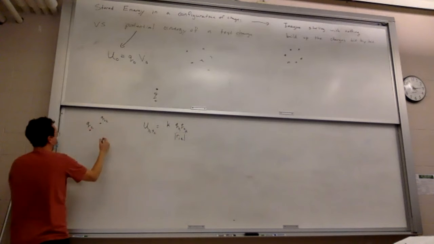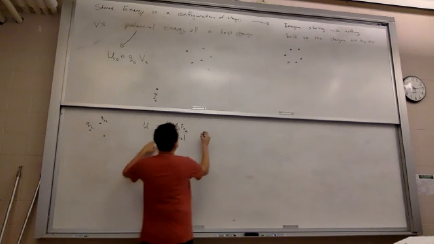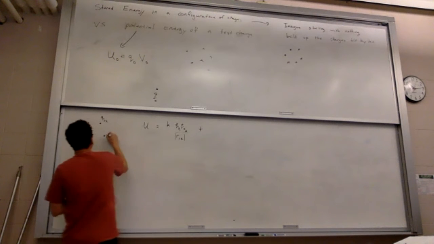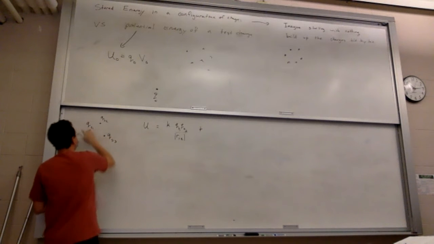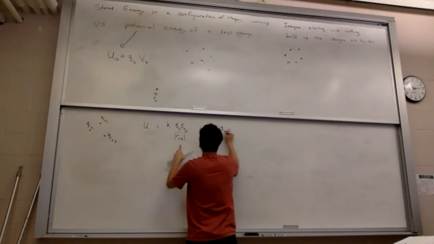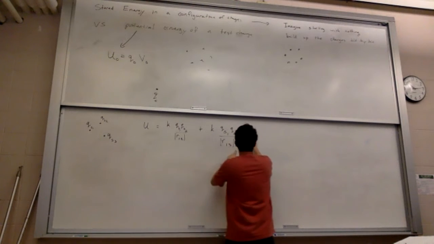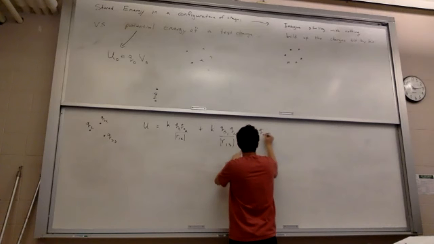Now you bring in another charge. Well, now this will be Q_S3. This one's going to push against both of the ones that were already there. So I'm going to have k Q_S1 Q_S3 over r_13 plus k Q_S2 Q_S3 over r_23.